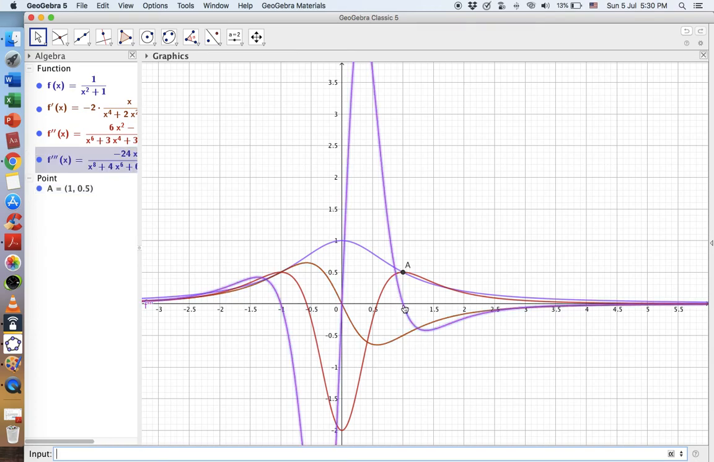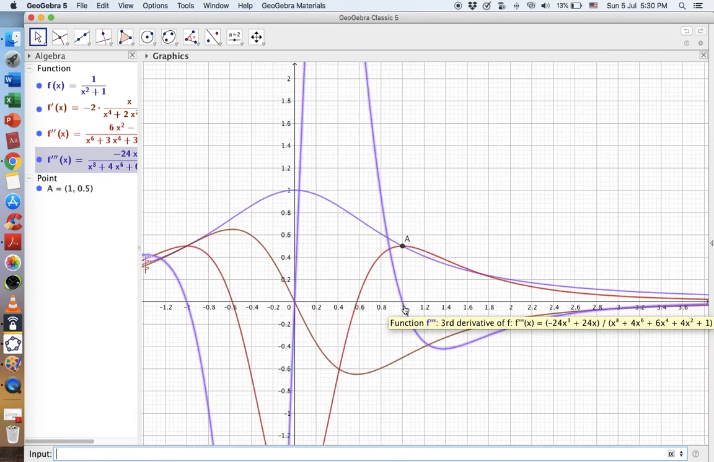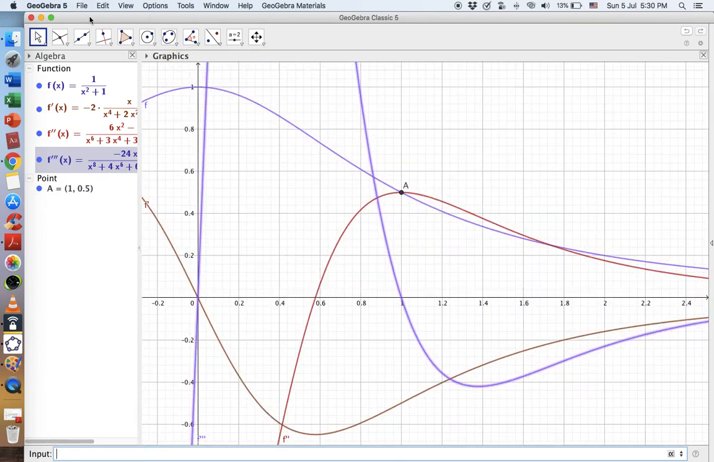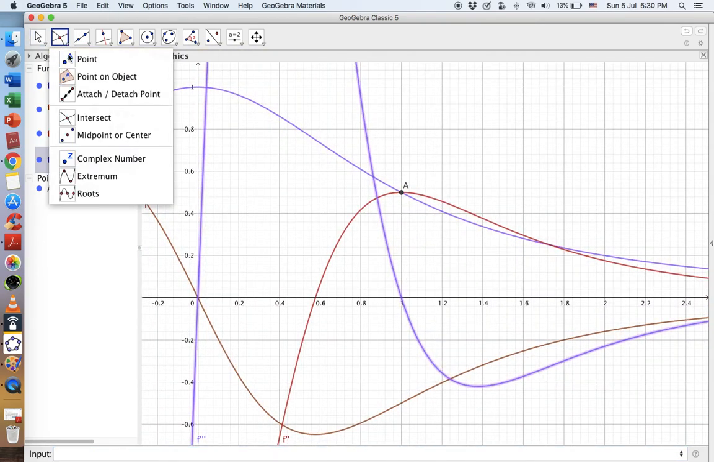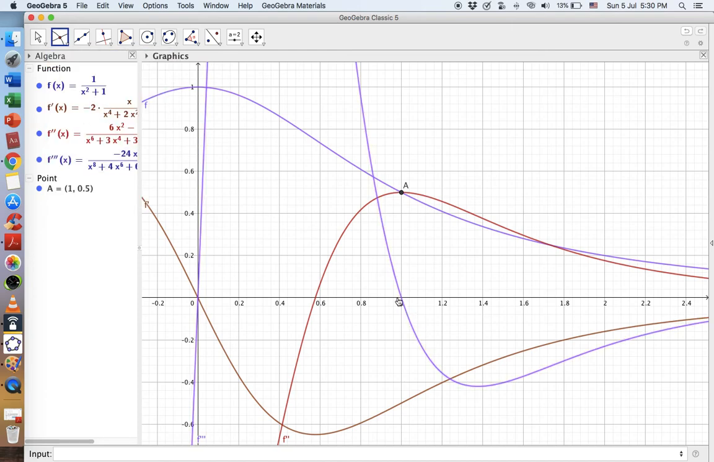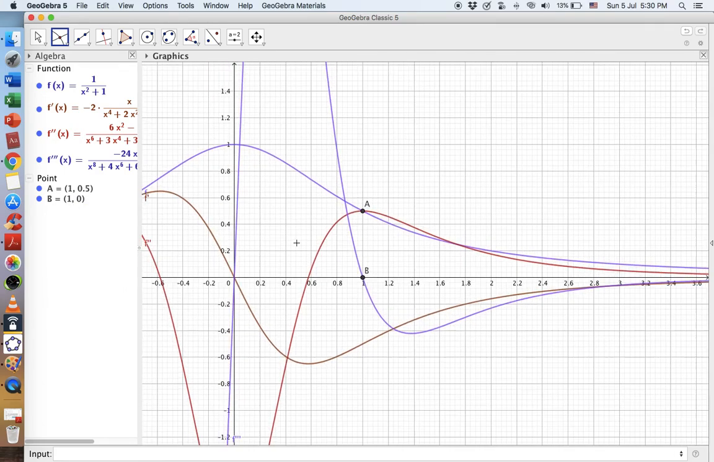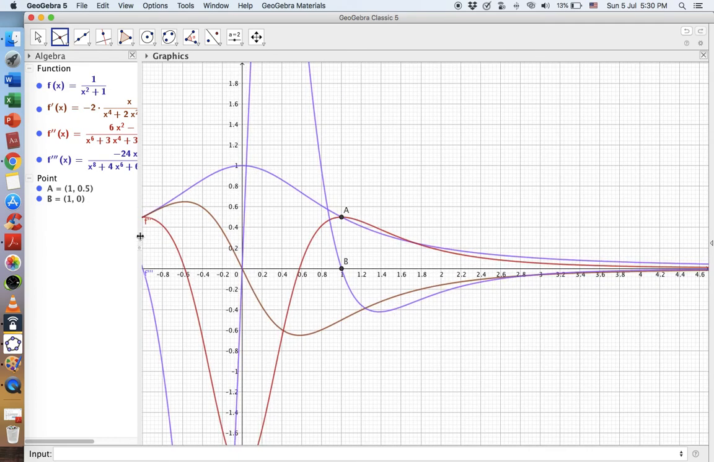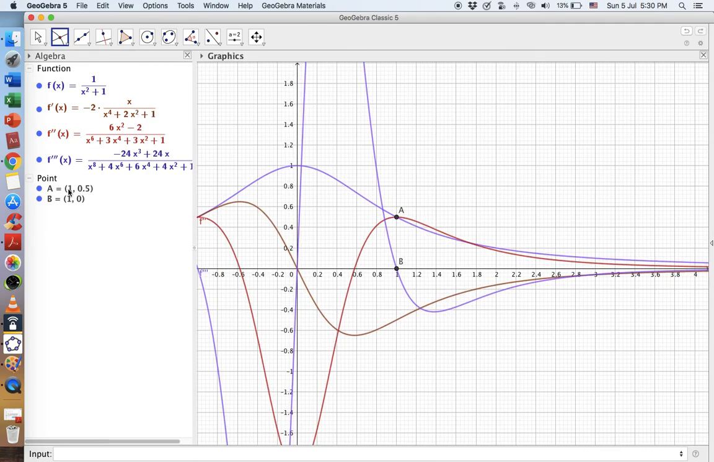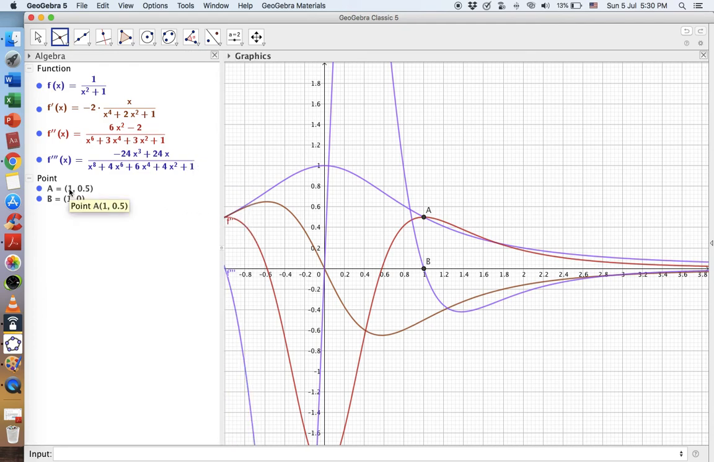And what do we see here? And if we're still really suspicious, let's look at a point, an intersection of f triple primed of x and the x-axis, and we get, oh, right there at 1. So the maximum value of the second derivative of this function is at x equals 1, and there y equals 1/2.